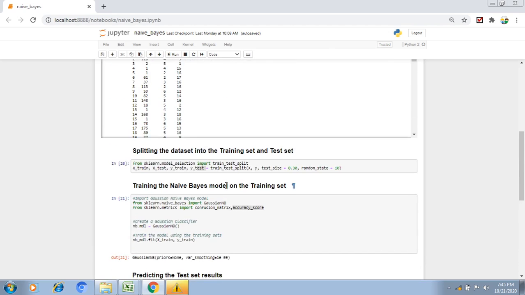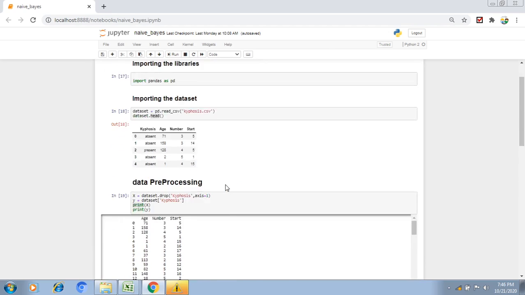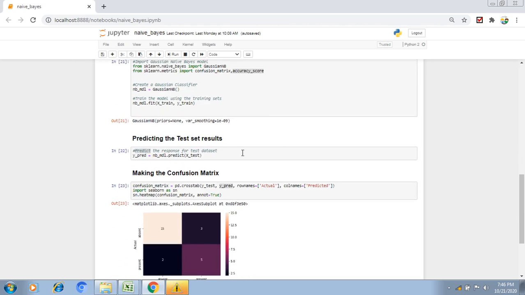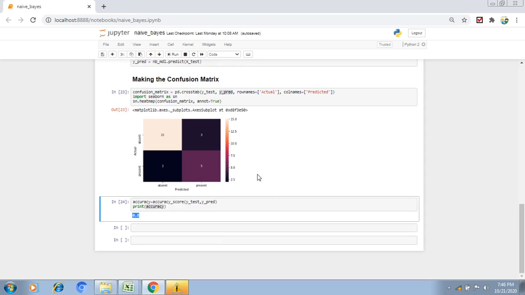This is the way we can use the Naive Bayes algorithm to calculate the accuracy and also prediction, and to decide whether we can use it for our future use or not. Based on our prediction we can identify whether we can use it or not.